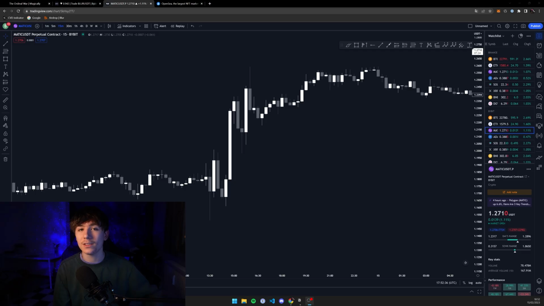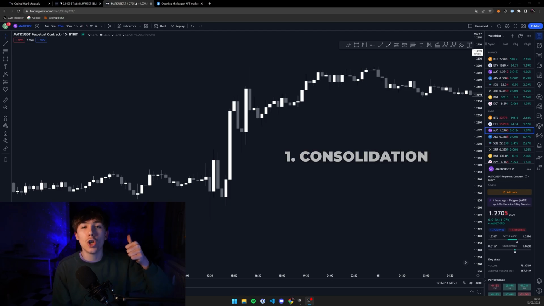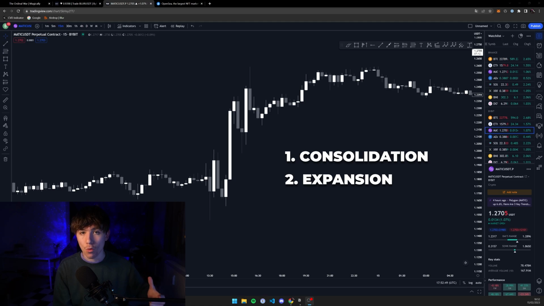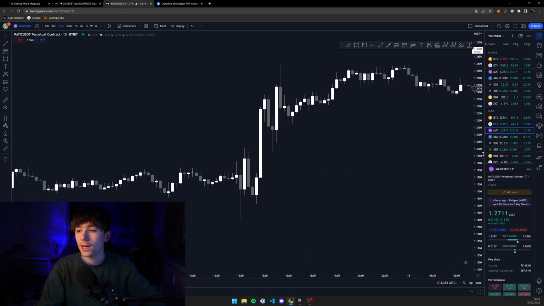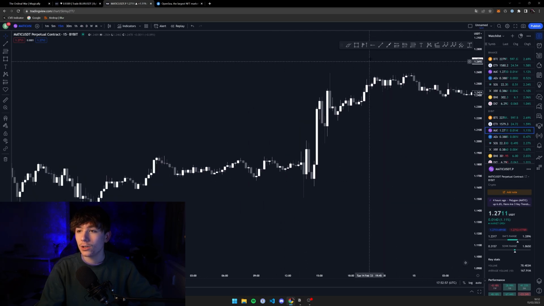Okay, so now you know how supply and demand works in theory, but let's get more technical now. Let's start with the demand zone. Before you can spot these demand zones, you need to see two things. First, you need to see a consolidation of price, and second, you need to see a big move up called the expansion.